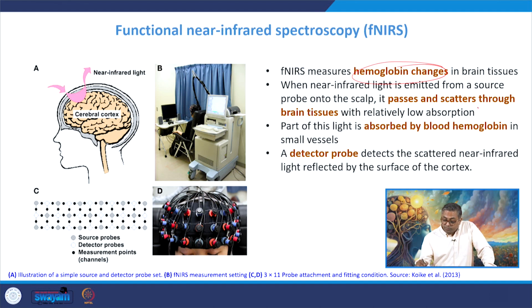Near infrared spectroscopy emits light from a source probe. The source probe could be red or blue in color. The light passes and scatters through the brain tissues, with relatively low absorption. Blood absorbs the light given by the source channel: the oxygenated blood will absorb some light, the deoxygenated blood will absorb some light, and the rest is received by the receiver electrode. As we see, light is absorbed by the blood hemoglobin in a small vessel. A detector probe detects the scattered near infrared light and then plots which part of the brain is responsible and where.